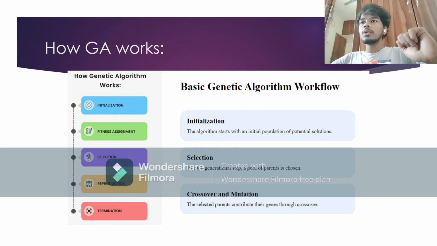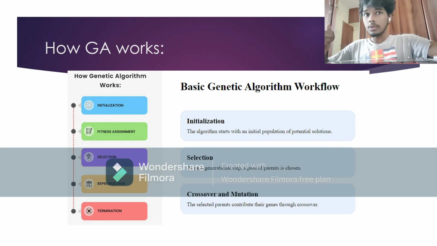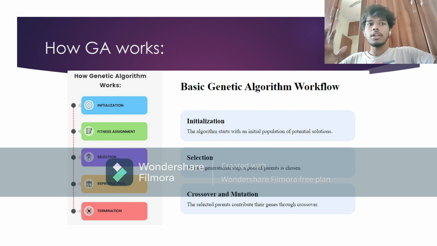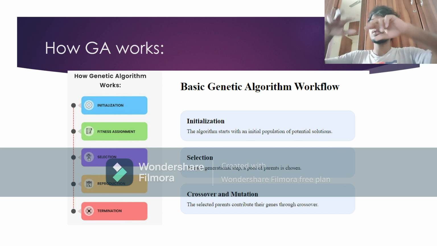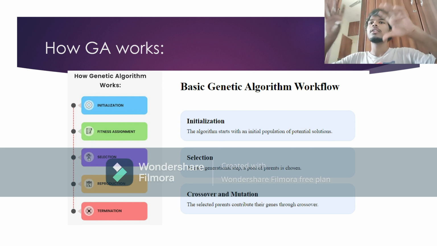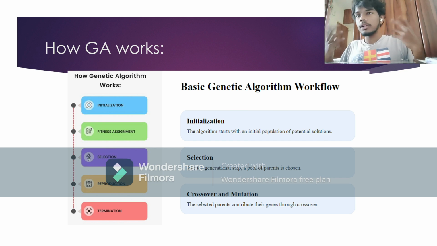Then the workflow includes initialization, selection, crossover, and mutation. Initialization is where the algorithm starts with the initial population of potential solutions. This is the question we will be getting. Then the selection is that at each generation a pool of partners is chosen. So partners are chosen in this selection process. And the crossover and mutation, the selected parents contribute the genes through crossover. So by this crossover we can easily mutate the parents so that it gives the child nodes, and we can select the desired output from that.